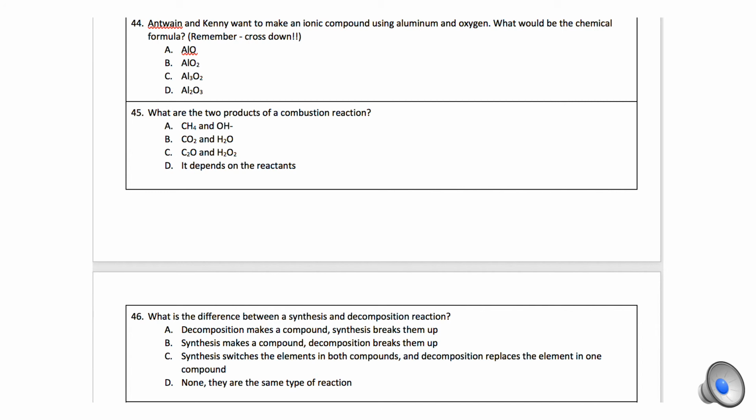Number 46. What is the difference between a synthesis and a decomposition reaction? A, decomposition makes a compound, synthesis breaks them up. B, synthesis makes a compound, decomposition breaks them up. C, synthesis switches the elements in both compounds and decomposition replaces the element in one compound. Or D, none, they are the same type of reaction.